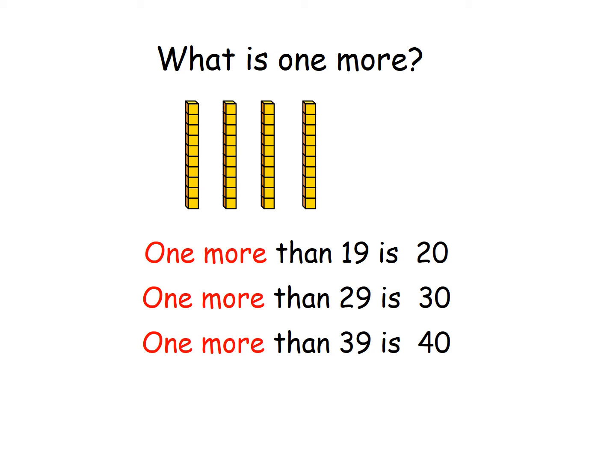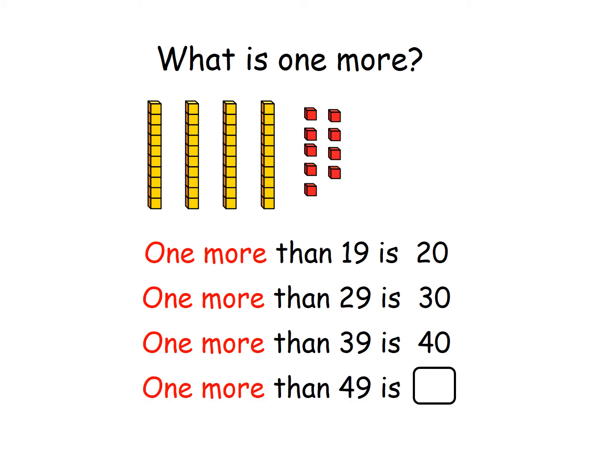See how the pattern's forming? 1 more than 19 is 20. 1 more than 29 is 30. 1 more than 39 is 40. It crosses over into that next 10. So the last one, 1 more than 49 is, bring in that extra 1, exchange it for a 10. So 1 more than 49 is, what number do I have now?